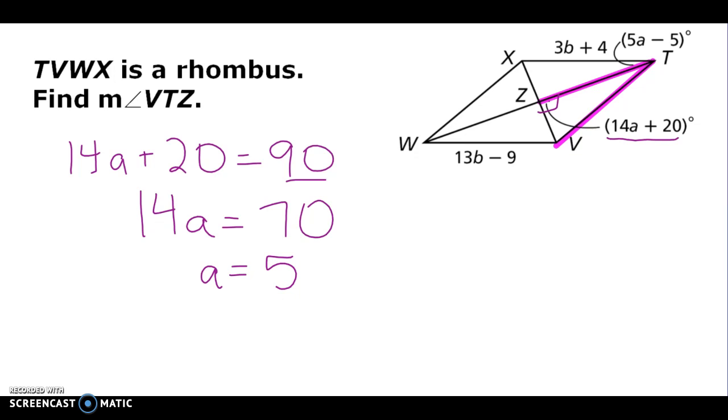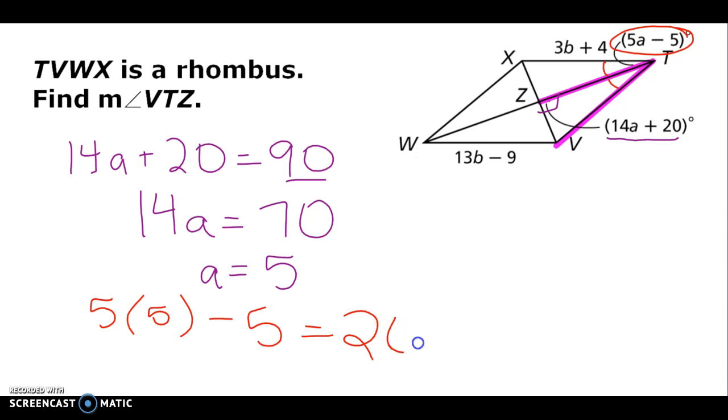So now that we have a, we can find this angle right here using the 5a minus 5. And how does that help us find angle BTZ? What do we know about this angle and this angle, the highlighted one? They're congruent since the diagonal bisects it. So we have 5 times a minus 5. And that is 20. That is our angle measure.